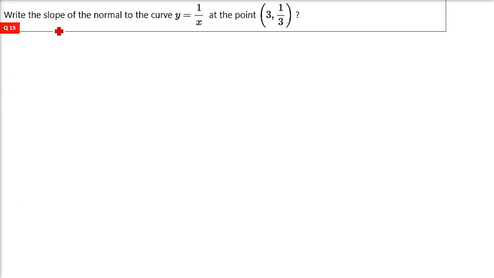In the later discussions: write the slope of the normal to the curve, this one, at the point (3, 1/3).